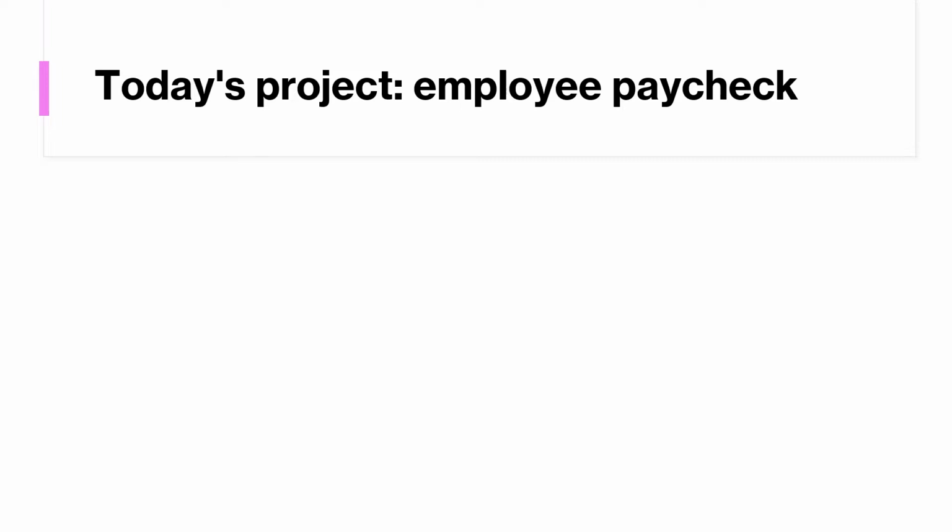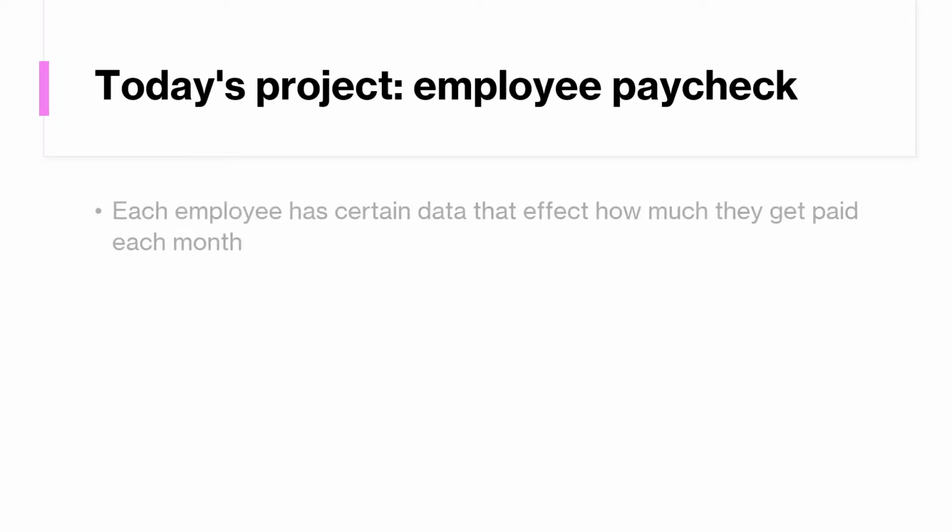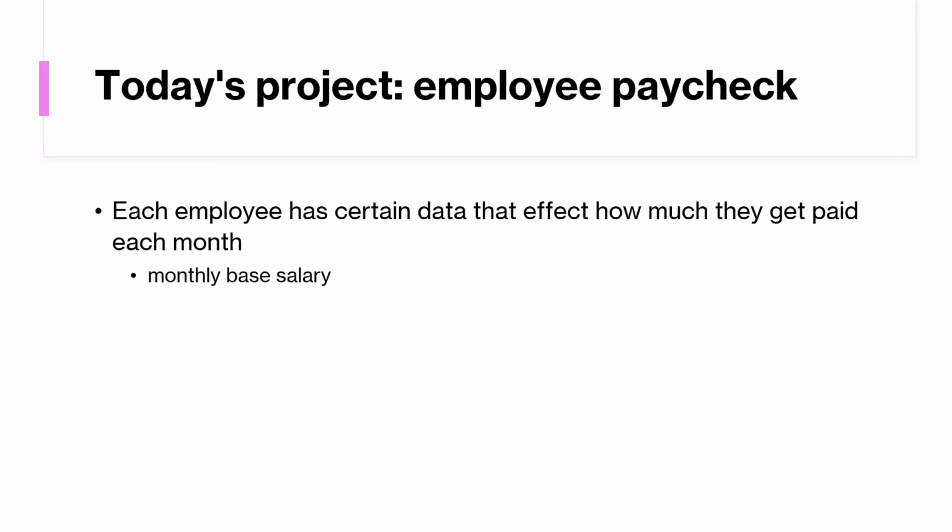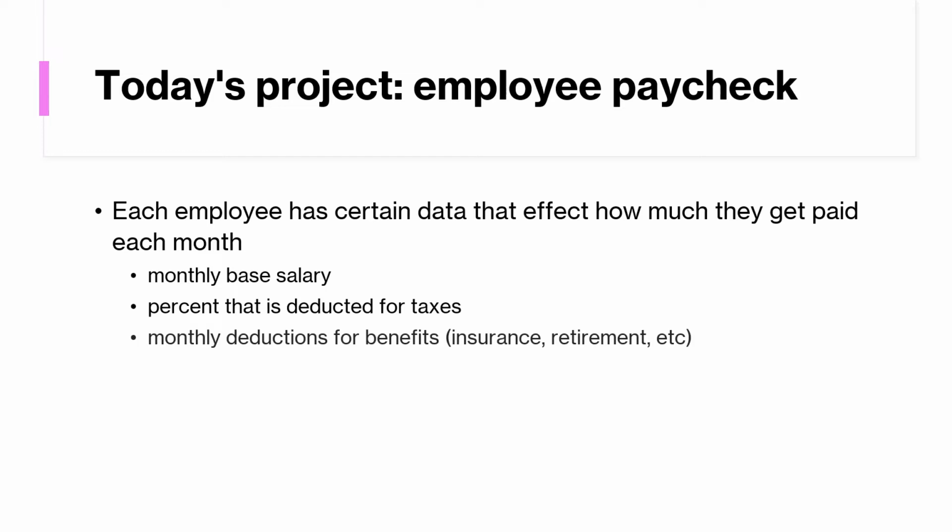Okay, so today's project is that first one that I mentioned on the previous slide, an employee paycheck. You know that each employee in an organization has certain data that affect how much they get paid each month. There's a monthly base salary. Of course, your salary obviously has some effect on what you get paid. But there's also a certain percent that's deducted for taxes, and that might have to do with how many dependents are in your family, or whether you're married or not, or these things are different depending on different people. And then there's a monthly deduction for benefits.